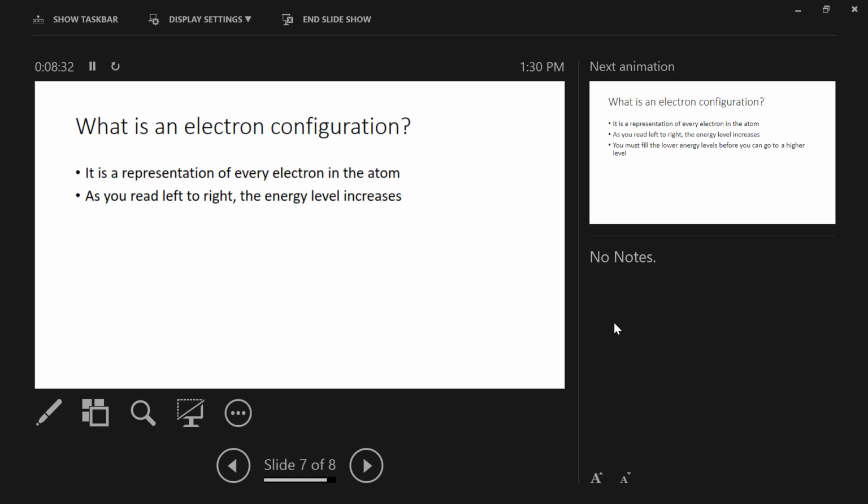Okay, so as you read left to right, the energy level increases. Those of you that have the class on Monday, you didn't see this because I added it. You must fill the lower energy levels before you can go to a higher level, just like you should always start from the beginning of a book to the end of it.